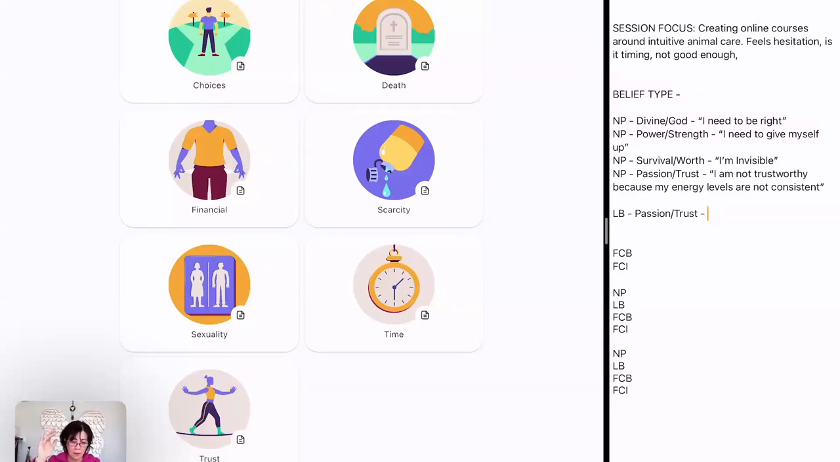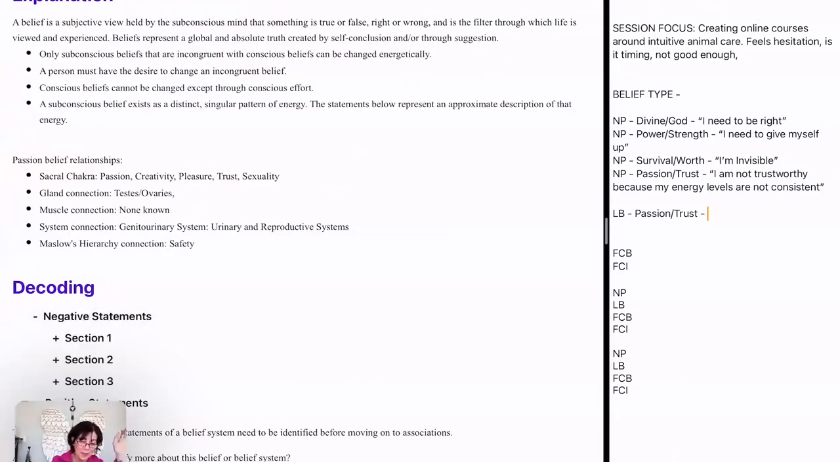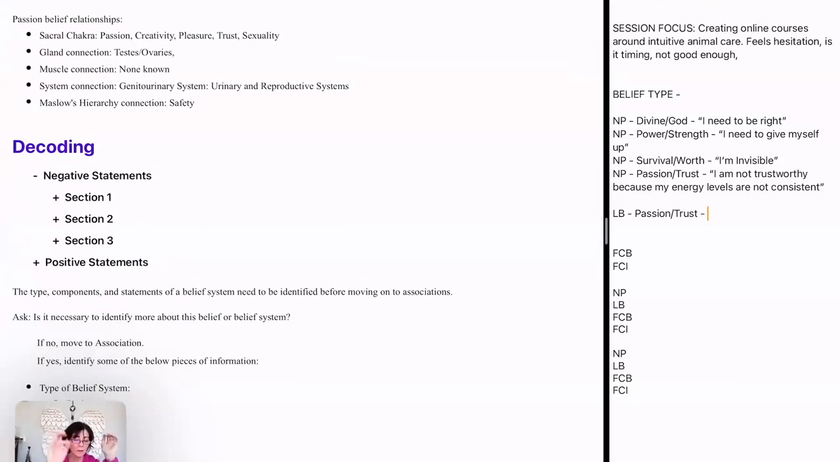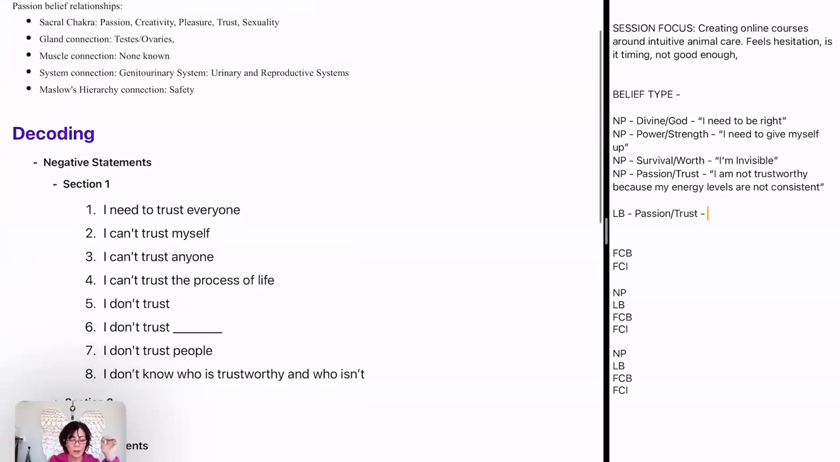So we have passion, trust. Now, what's the negative statement? Section one. There's 8 of those. Odds. Yeah. Is it 1, 3, 5, 7? I don't trust people. Now, you may not think that, right? Because this is also. Right.